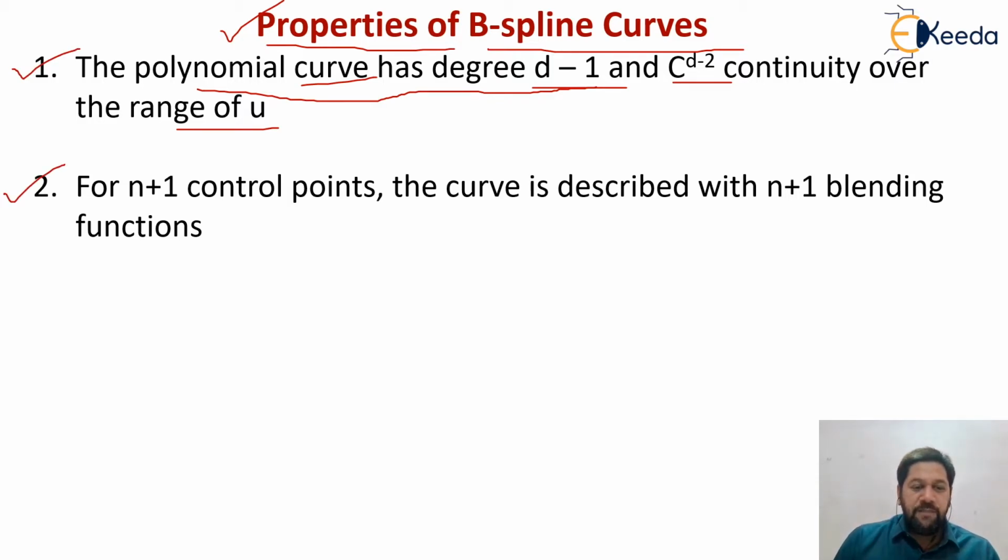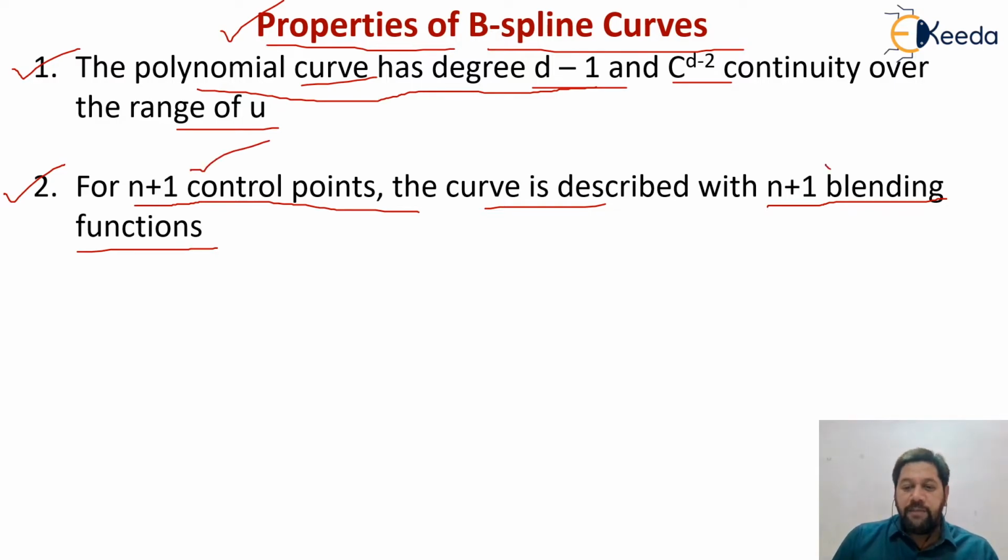The second property is for n plus 1 control points. I have the number of control points as n plus 1, and the curve is described with n plus 1 blending functions. So depending upon the value of n, suppose n is equal to 3, then my number of control points will be n plus 1, which is 4. Then the curve can be described with n plus 1 blending functions, so I have 4 different functions possible.